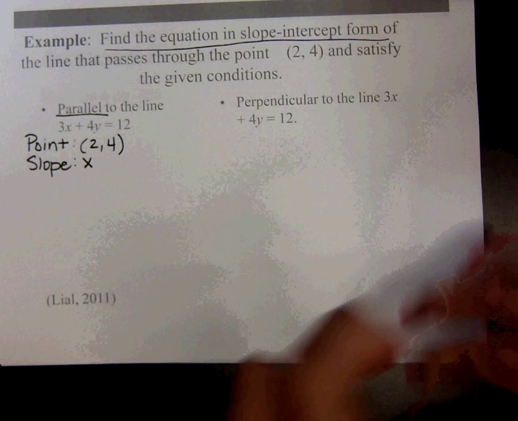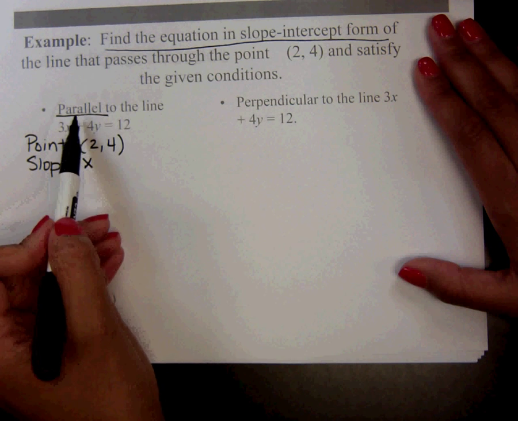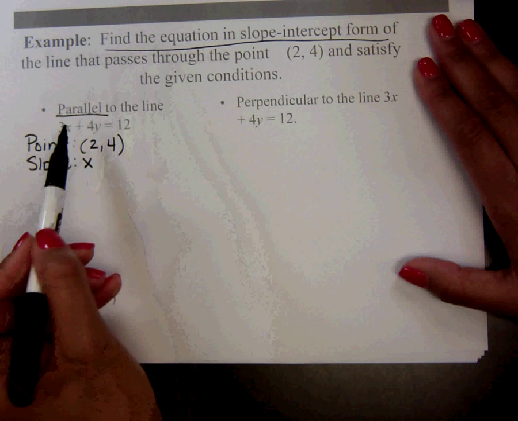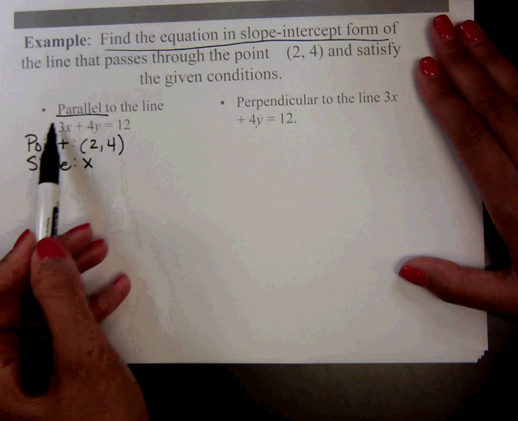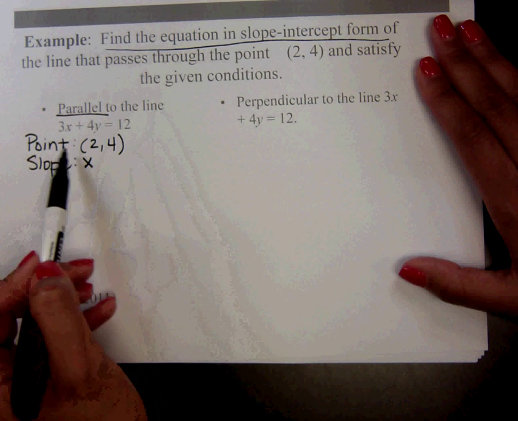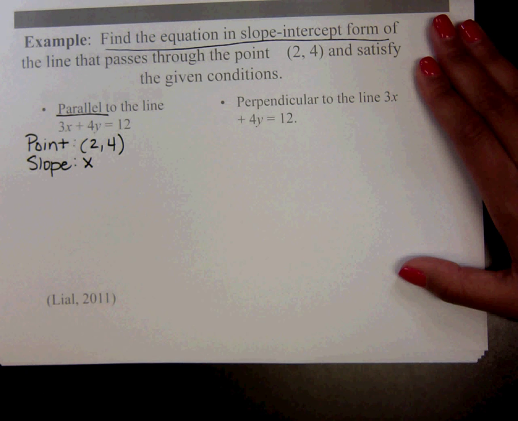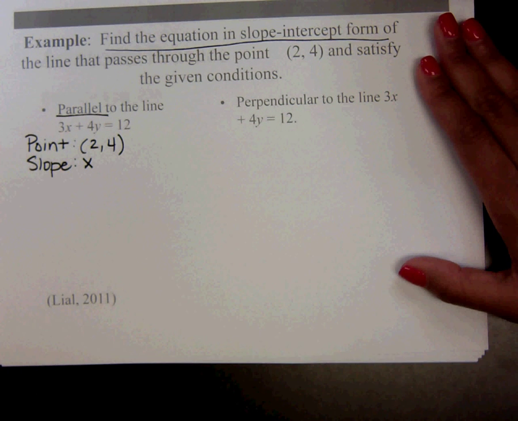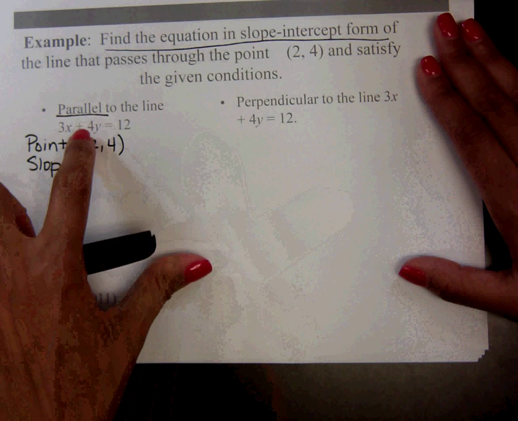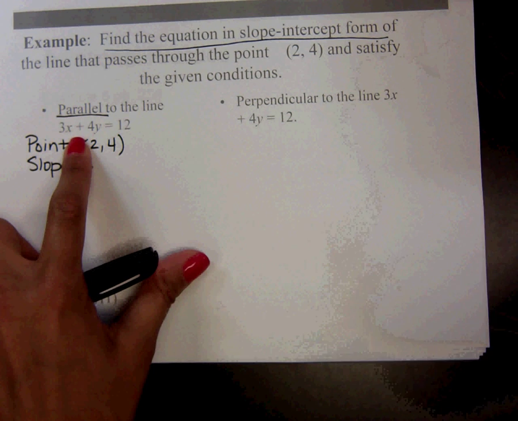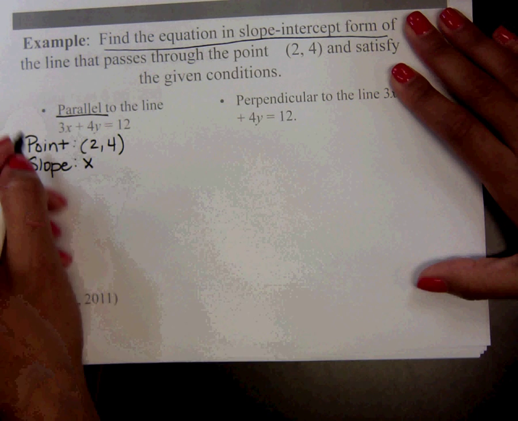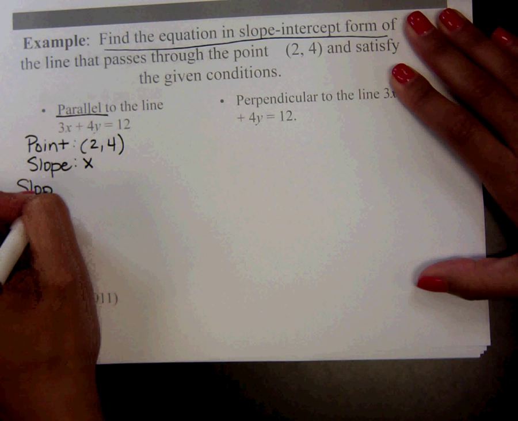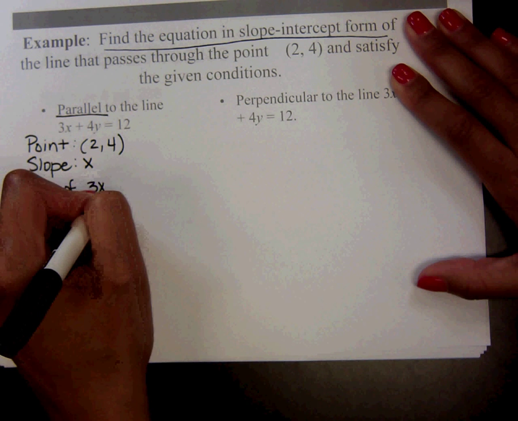We know that it says our line is parallel to this one. So if we can find the slope of this line, how should it compare to this one? If they're parallel lines, same slope. Very good. So they gave us this line so that we can find the slope. So first thing that we need to do is find the slope of 3x plus 4y equals 12.